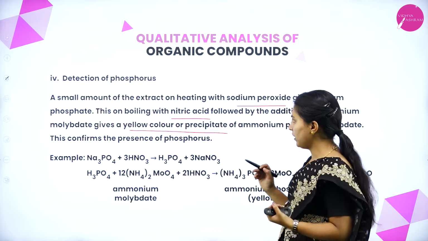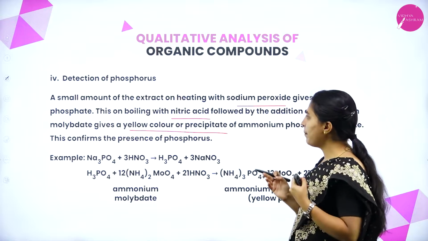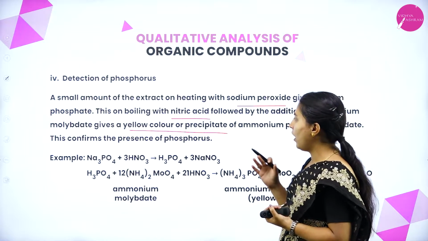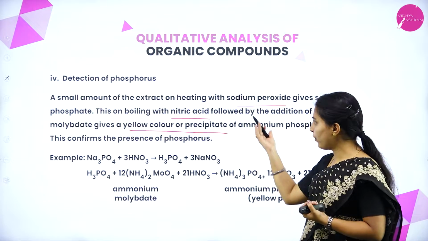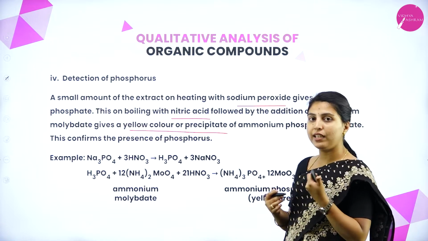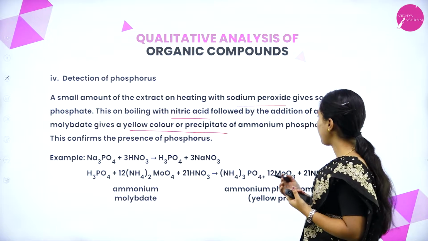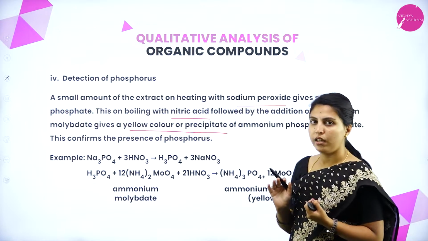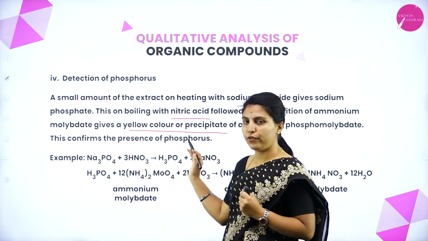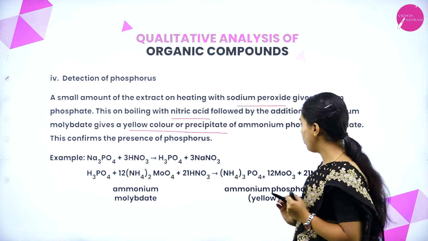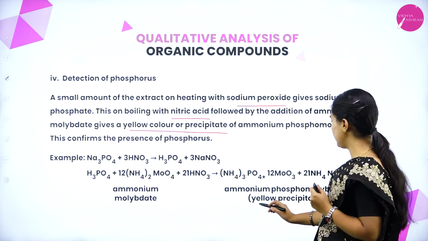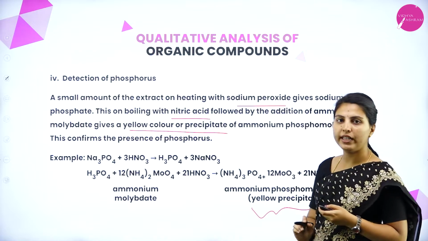Whatever the extract is, on heating it, if we add sodium peroxide, it will give sodium phosphate. On boiling this sodium phosphate, if you add nitric acid and ammonium molybdate, it will give a yellow color or yellow precipitate of ammonium phosphomolybdate. That yellow precipitate confirms the presence of phosphorus. This is ammonium molybdate and it will form ammonium phosphomolybdate, which is a deep yellow precipitate.